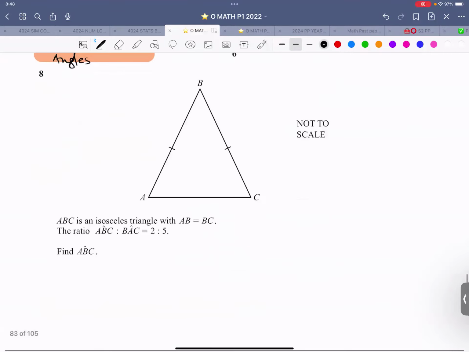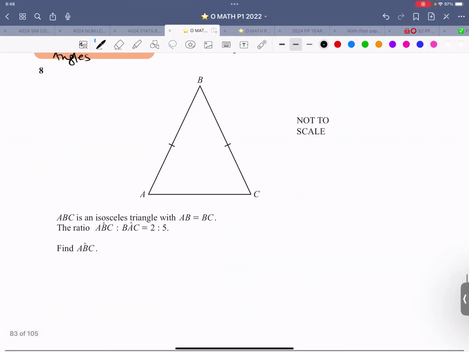Question number 8. It says ABC is an isosceles triangle with AB equal to BC. So these two lines are equal. This is AB and this is BC. If these two lines are equal, therefore these two angles are also equal. The ratio of ABC to BAC is 2:5.